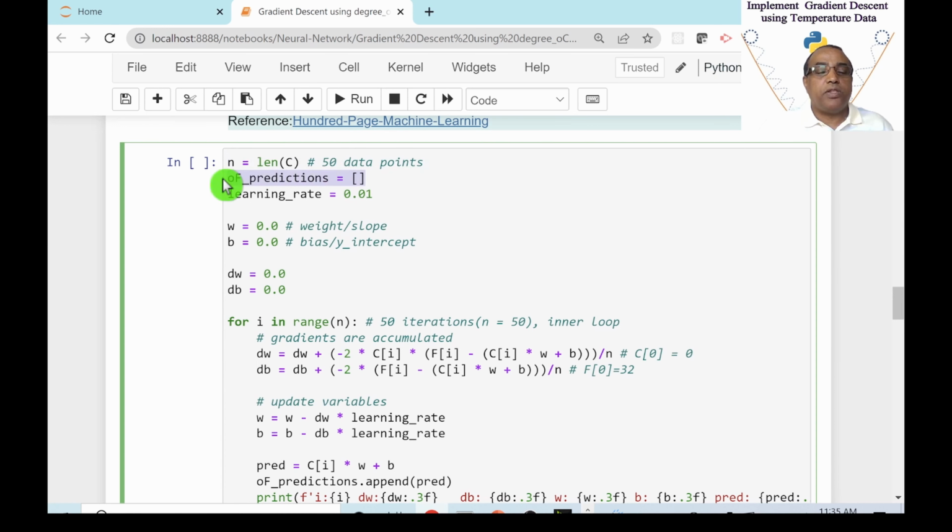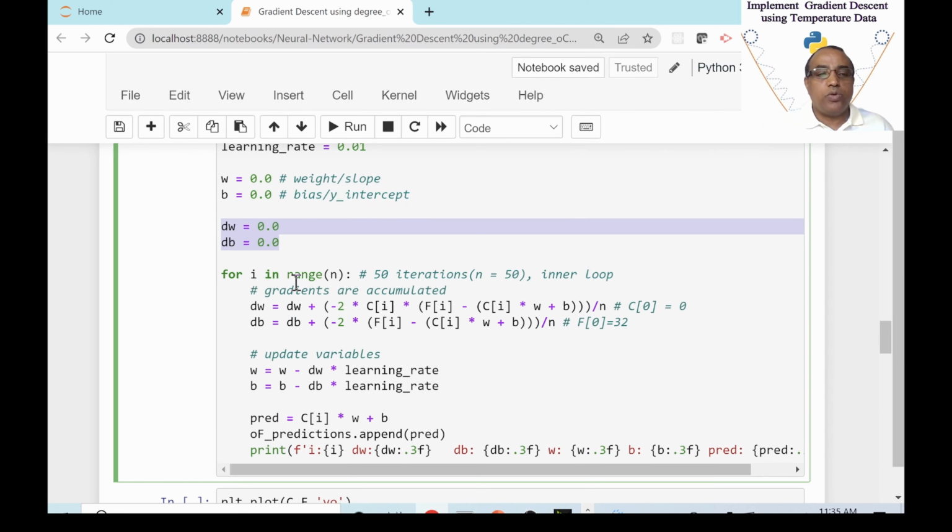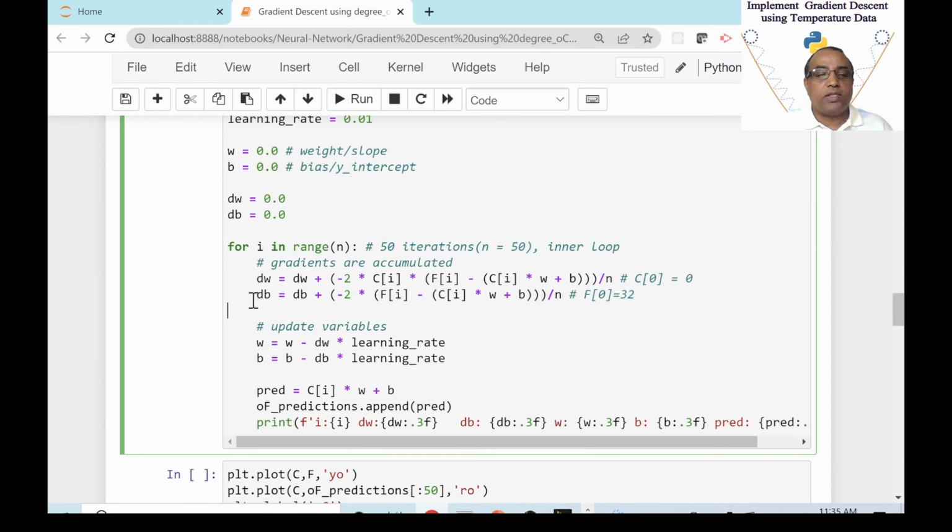I created an empty list over here, just to store degree Fahrenheit values. For the learning rate, let's use 0.01. Let's initialize the variables to 0 and the gradients to 0. Right, now let's create a loop. The loop ranges from 0 to 49, so in total 50 iterations. So what does this loop do? It calculates gradients with respect to each variable.